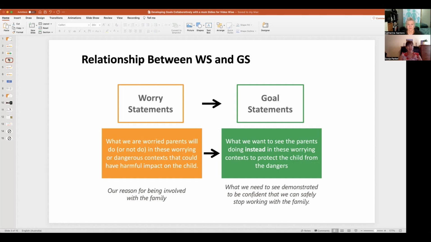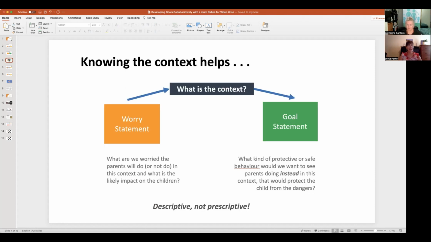Okay. Do you want to talk a little bit about the context? Yeah, we wanted to include a slide here that just highlights the context. And you may have heard many solution-focused practitioners, safety-centered, family-centered practitioners say things such as context is everything. So when we talk about the worry statements, the worries that we hold for a family, we want to know the context in which there's a greater likelihood that those worries will occur.